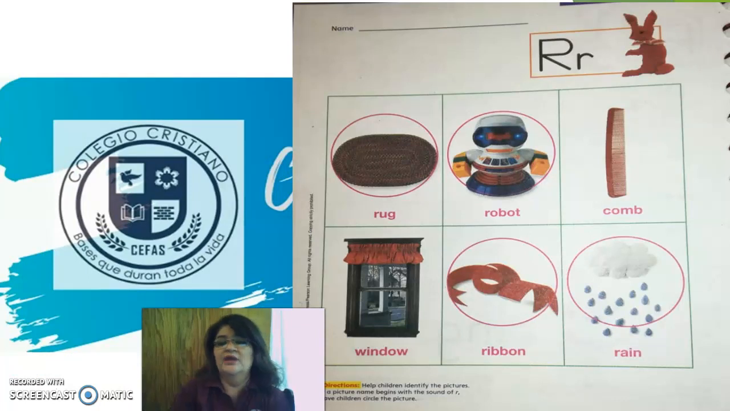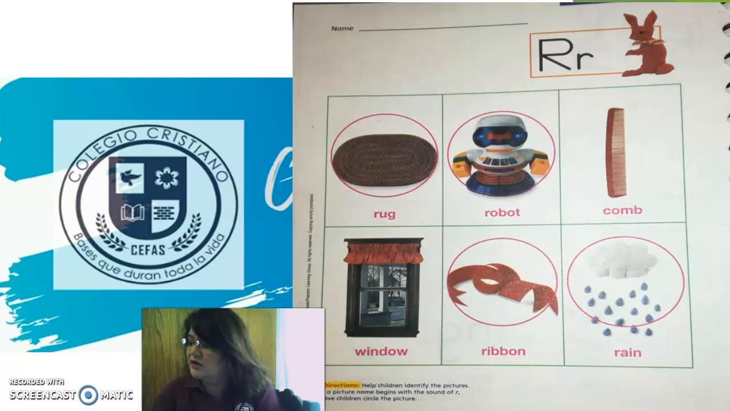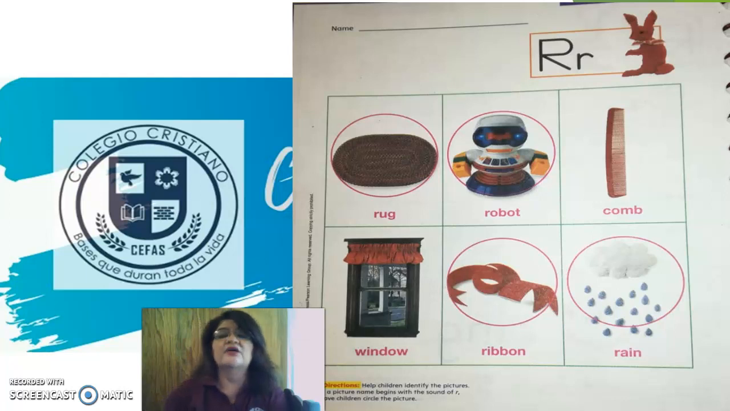Then, some pictures that beginning with letter R. We have rug, robot, ribbon, rainbow, rain. Just circle the picture that beginning with letter R.